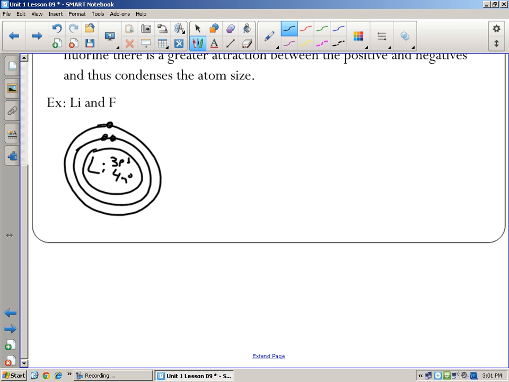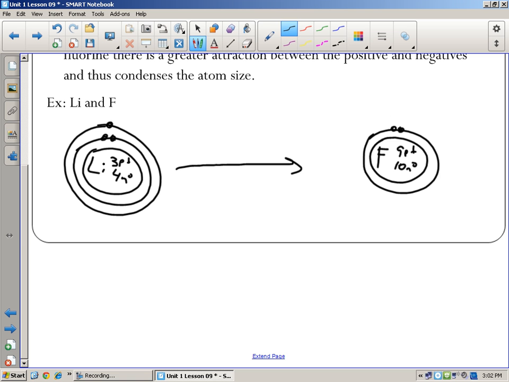And there's lithium. 3 protons, 3 electrons. Okay, so 3 protons, 3 electrons. Got a weight of 6.98. If I skip all the way over here to fluorine, 9 protons and 10 neutrons. Yes, there's the nucleus. There's 2. And there's my 7 valence electrons in this case.